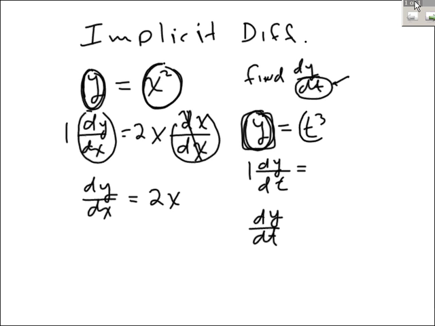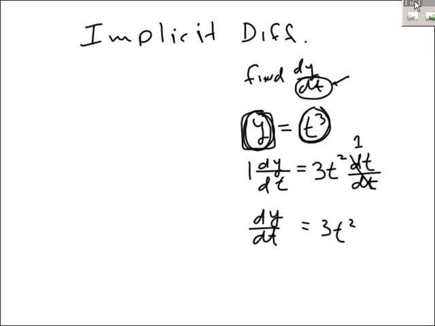The right-hand side, the derivative is 3t squared. This is in terms of t, and we've asked you to find the derivative with respect to t. And this is going to cancel out to 1. And 3t squared times 1 is 3t squared. There's your answer. Now, for the same exact function, suppose I didn't ask you to find dy dt. Suppose instead I said, find dy dx.